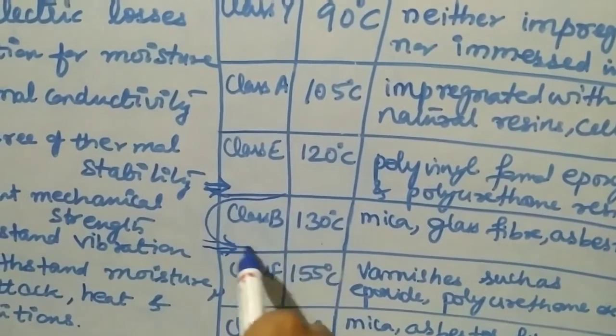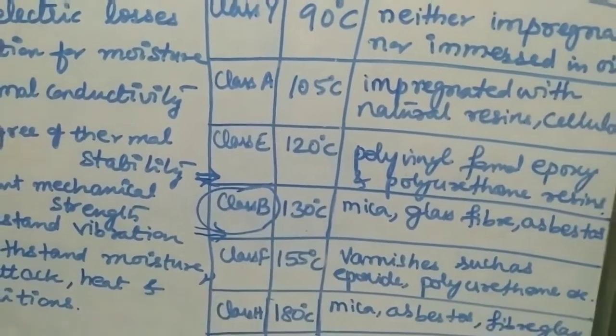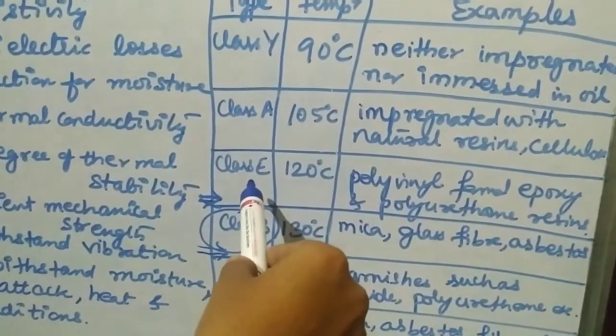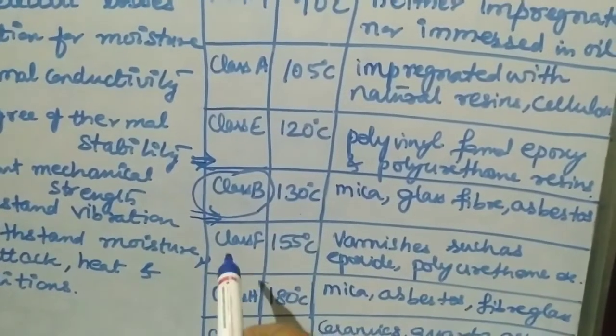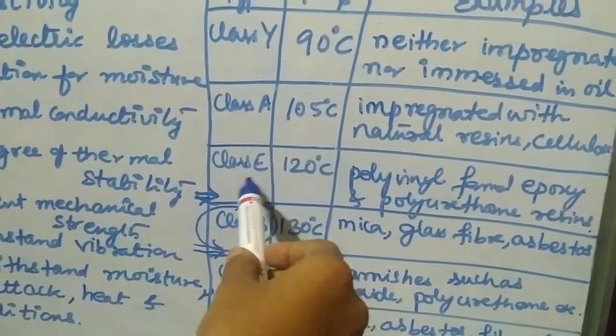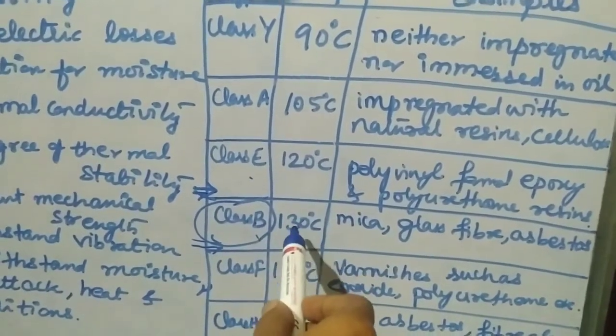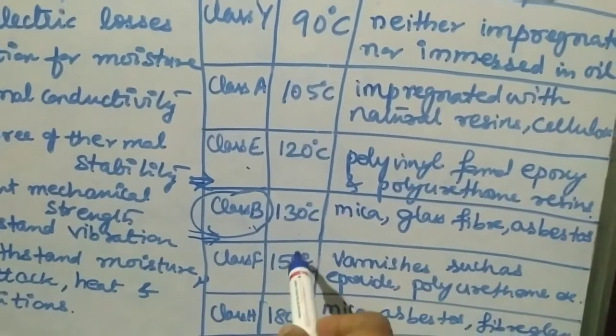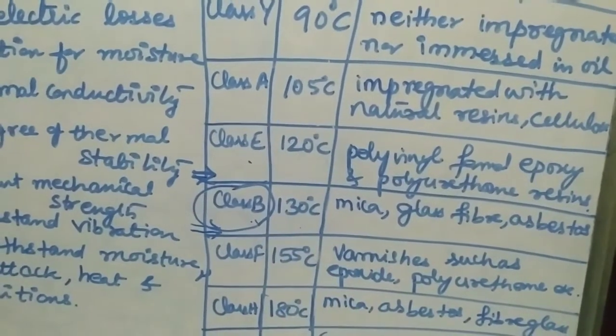So class B will be like an intermediate between the 3 classes Y, A, E and the other 3 classes F, H, C. Before B there was an increment of 10. After B it will be an increment of 25.